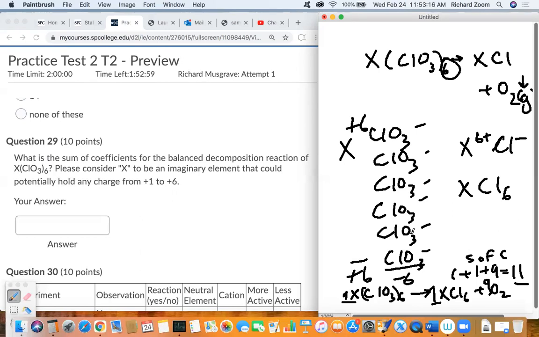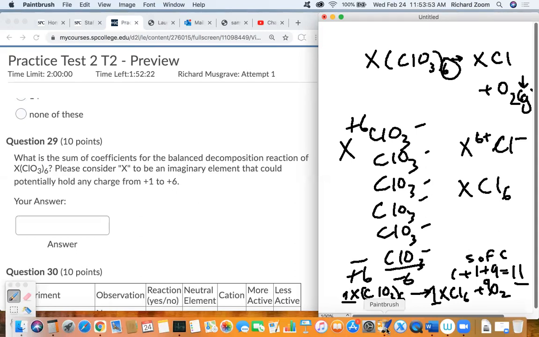Is that okay? So as long as we balance out the number of those ClO3s, then we can write out the full equation. Yes, that's true. But you have to figure out the charge on X as well. So I'm just trying to figure the order of how I should approach this. You wouldn't put the coefficient in front of the X on the left side until you figure out the right? Does that make sense?